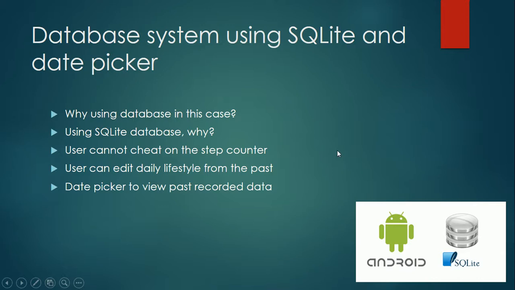Now the next one, the user cannot cheat on the step counter. For example, if the user clicks view past data, they can't modify the step counter, but they may edit daily lifestyle from the past because someone might make some error on the data. And I'm using a date picker again from the Android library to view the past recorded data from the database.